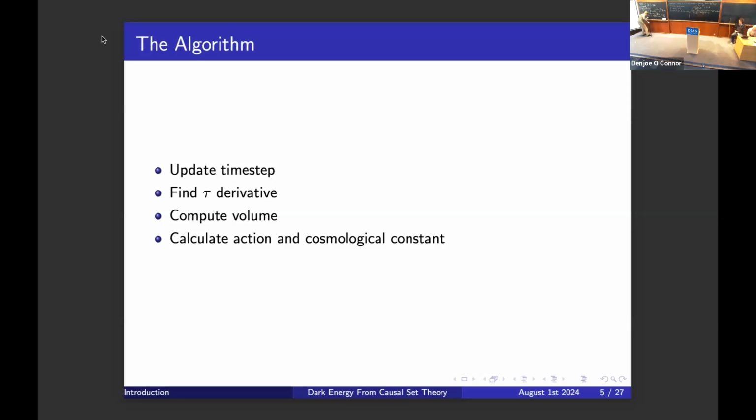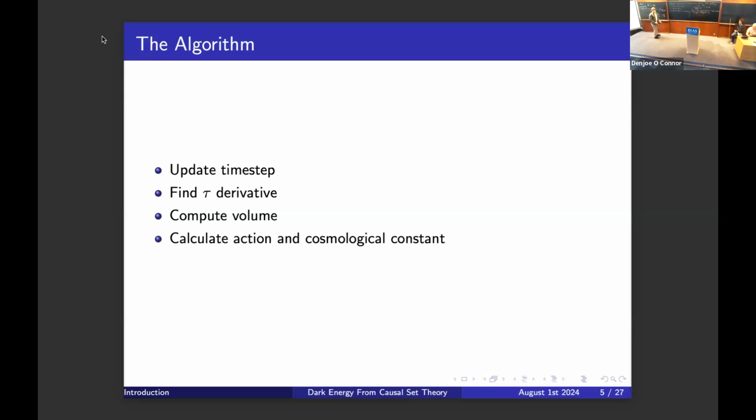And the last thing we do is we then update what lambda is. So lambda_i is given by 8 pi G times the action at that time step over the volume at that time step.